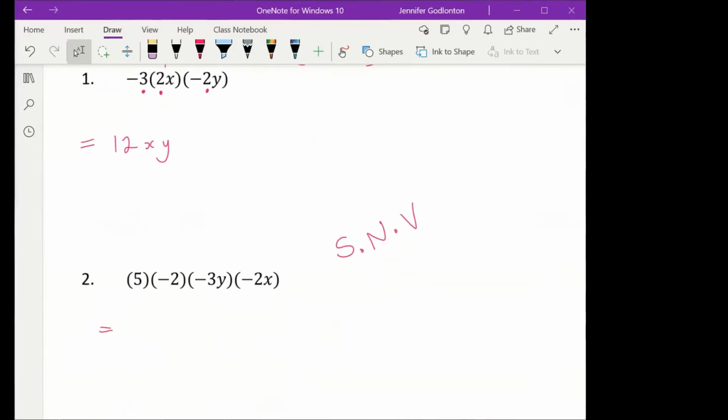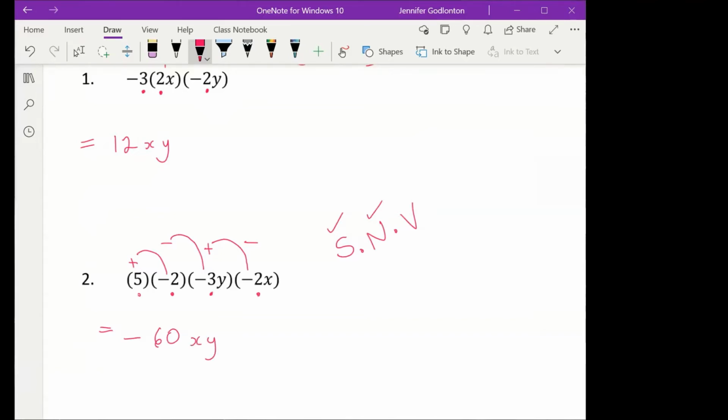So let's do this step by step. Let's look at our signs first. We've got a positive times a negative, which is a negative. We've got a negative times a negative, which is a positive. And we've got a positive times a negative, which is a negative. So we know our answer is a negative. Okay, that's our signs. Then let's look at our numbers. 5 times 2 is 10. 10 times 3 is 30. 30 times 2 is 60. That's our numbers. And then our variables, we've got x, y.